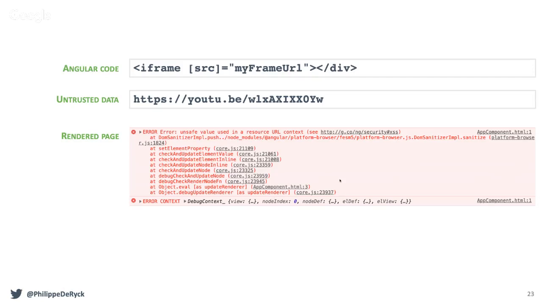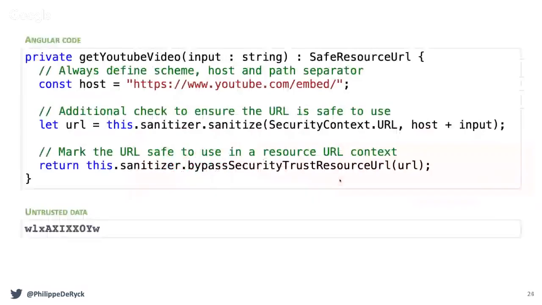Honestly, the best thing you can do there is not to give the user full control over this URL. There's no reason the user should specify https://youtube.be something if you know you want to include a YouTube video. So what you can do there is simply build something like this. Build a function that says get YouTube video, and it takes a string as input, and it outputs a safe resource URL which you can actually use.